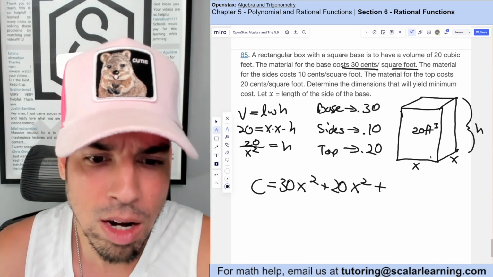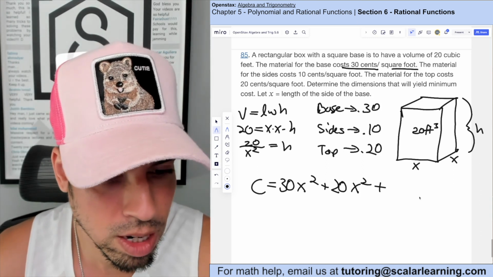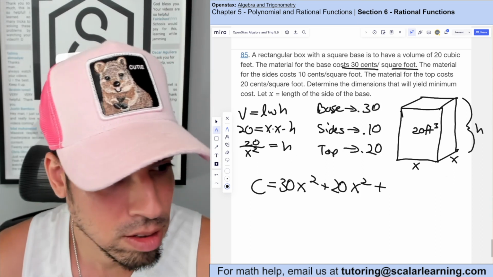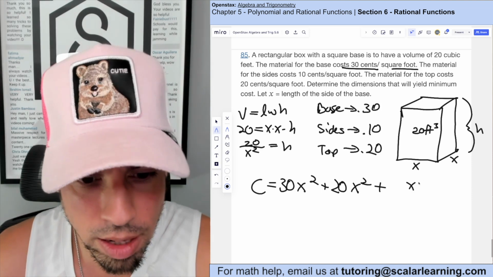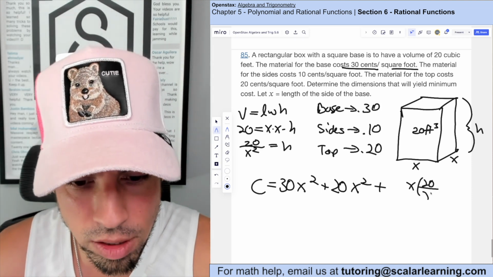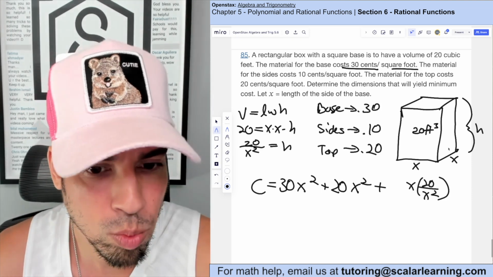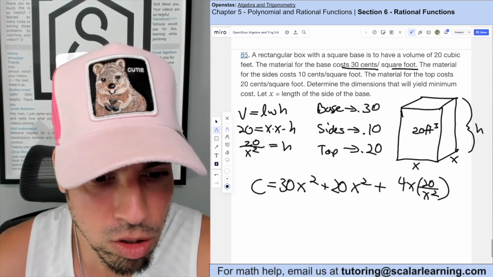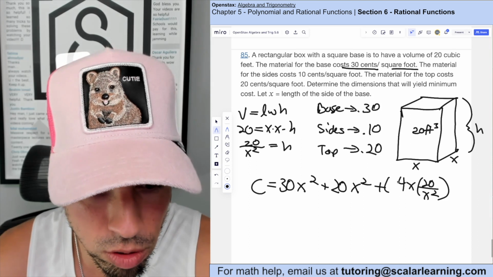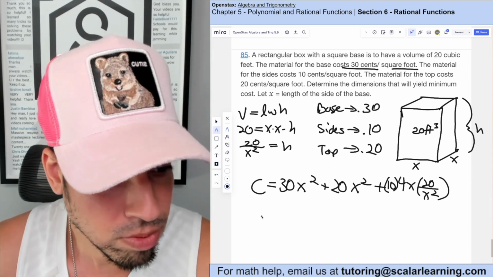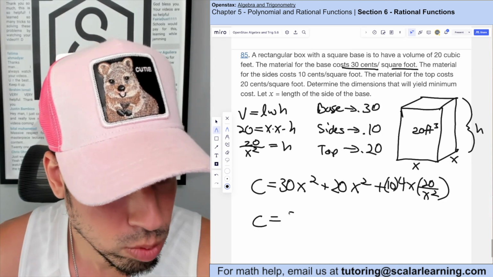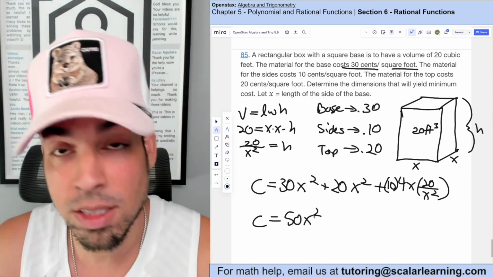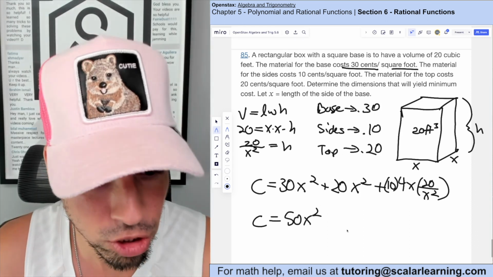And then now we get the sides, where the area is x times 20 over x squared, and that's one of the sides. And then there's four of those. And then each one of these costs 10 cents, so we're also going to throw a 10 in front. As we further simplify, we get C equals 30 plus 20, which is 50x squared. Again, this is in cents, not dollars, so just keep that in mind.